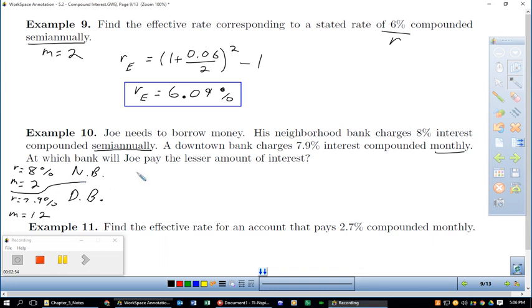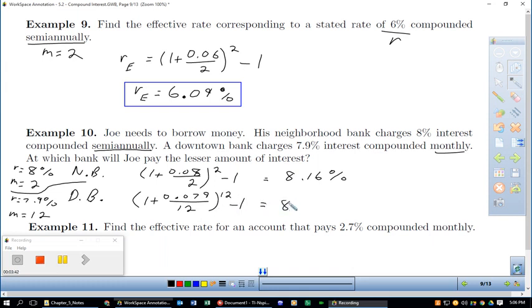So the effective rate for the neighborhood bank is going to be 1 plus 0.08 over 2, semi-annually, to the 2, minus 1. So that rate actually comes out to be 8.16%. Right now it's looking worse than the downtown bank, but let's work it out. 1 plus 0.079 divided by 12, to the 12, minus 1. And that turns out to be 8.192%.